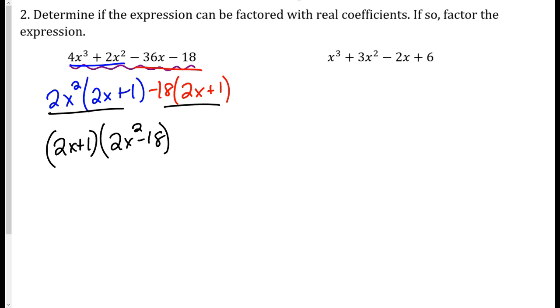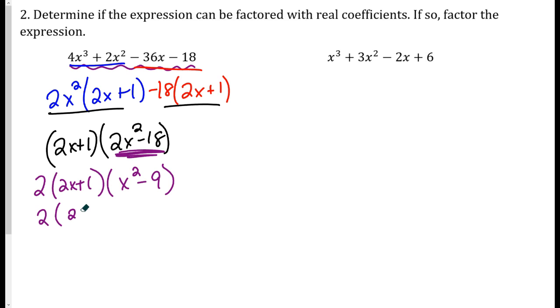Now, this is the point where in the beginning I should have said this has a GCF. If you took out the GCF already, great. If not, look at that factor right there. 2x squared minus 18, take out that GCF of 2. And you're left with x squared minus 9. I factored a 2 out from that term. X squared minus 9, that's the difference of perfect squares. X plus 3, x minus 3.